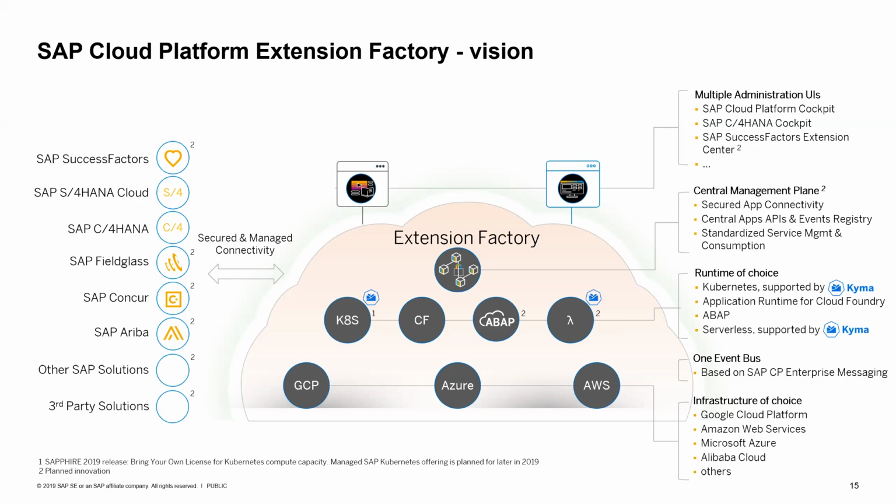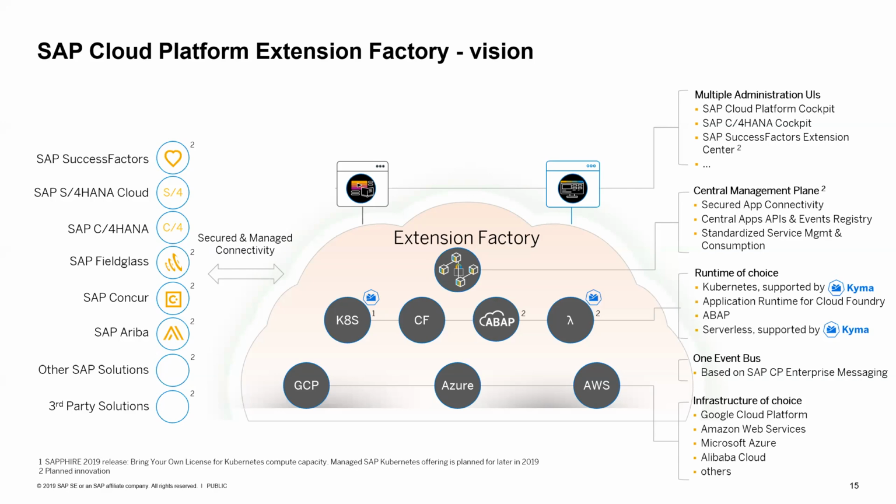And the extension factory will support different runtimes of choice, and this could be Kubernetes, Cloud Foundry, ABAP, or indeed serverless. So this is for greater flexibility. And like we said, one event bus, this is one level further down, based on our SAP Cloud Platform Enterprise Messaging Service. It's possible to really ensure that we have efficient end-to-end communication between back-end systems and your extension applications, and to really send your events securely between these different environments. So that really is for the easiest way of integrating and extending your SAP solutions.